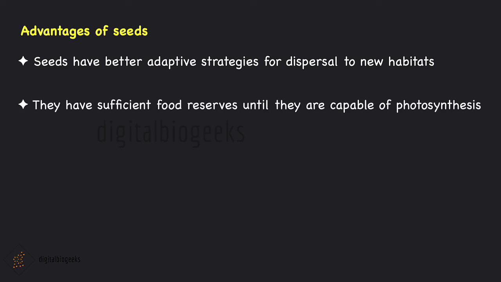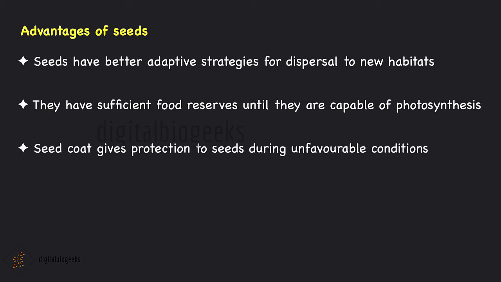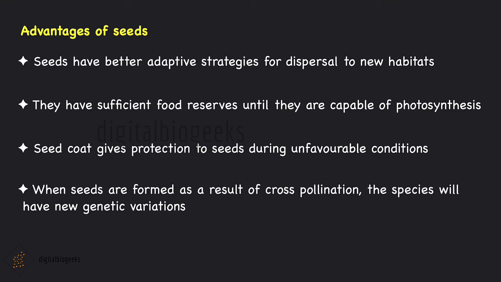They have sufficient food reserves until they are capable of photosynthesis. The seed coat gives protection to the seeds during unfavorable conditions. When the seeds are formed as a result of cross-pollination, the species will have new genetic variations. Seeds are the basis of agriculture. These are the advantages of seeds.